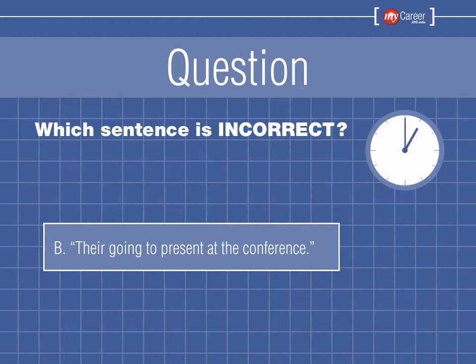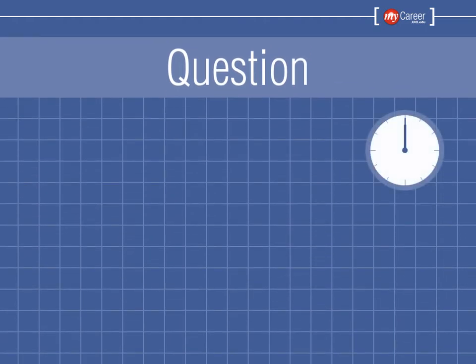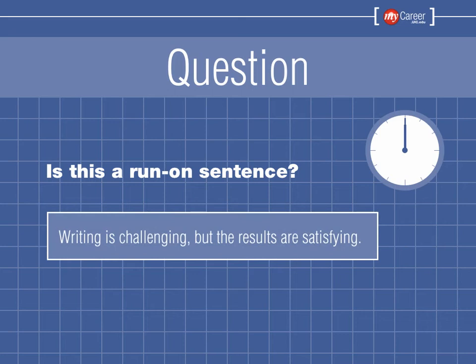Sentence B is incorrect because instead of using T-H-E-Y'(re), the contraction for they are, it uses T-H-E-I-R, the possessive adjective. Next question. Is this a run-on sentence? You should have said no, because the comma and the conjunction but are used correctly.